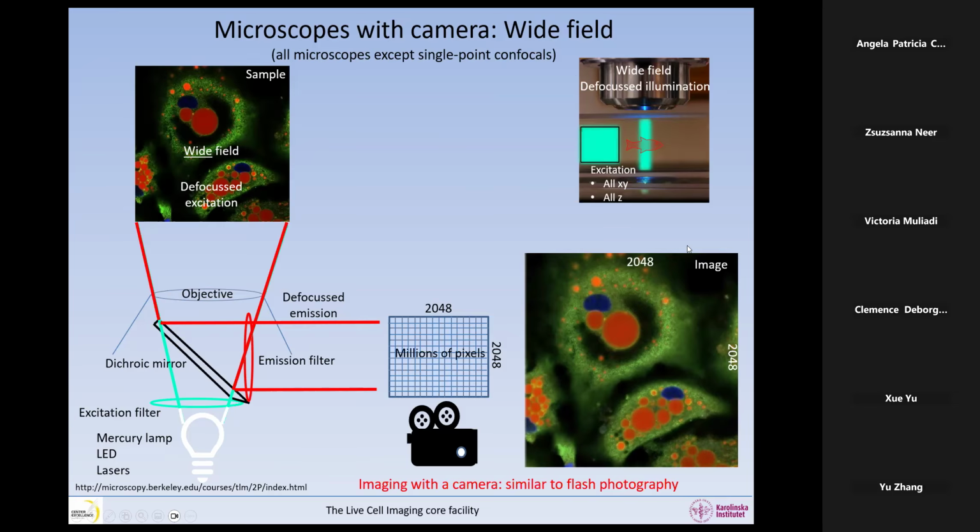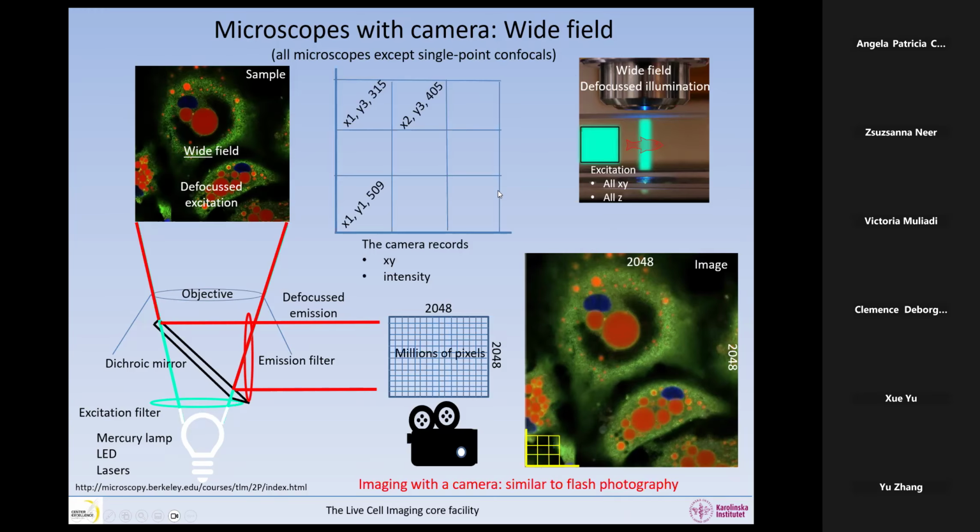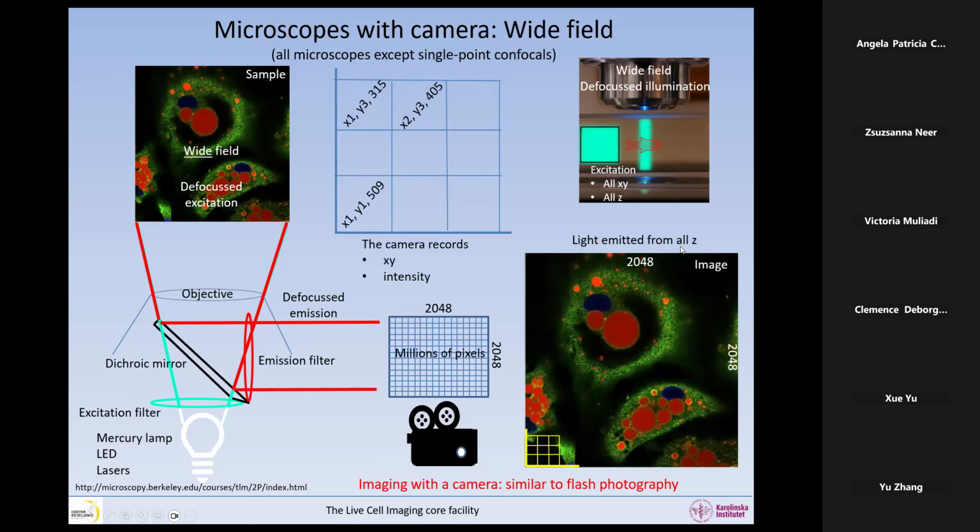So if you see here in this image, this is an image that would be acquired with a flash, with a wide field system. And oh yeah, I forgot this. This image is made of pixels. And if we zoom in a little bit, we can see that each pixel, as I said, is made of an XY coordinate and an intensity. But that intensity corresponds to the intensity that comes from all the Z, the whole volume at the same time.